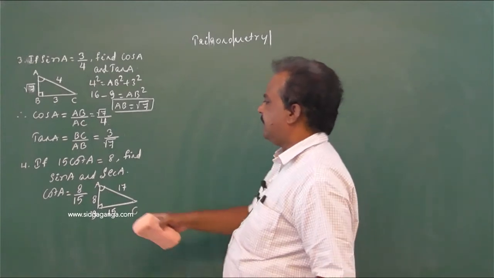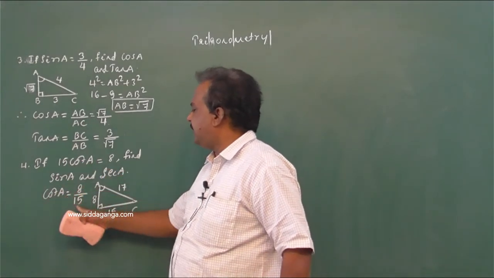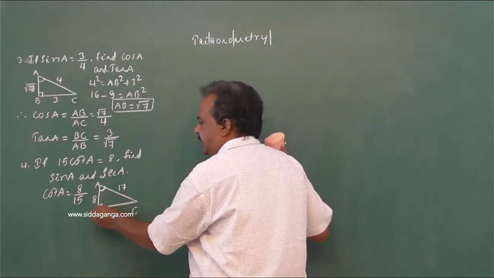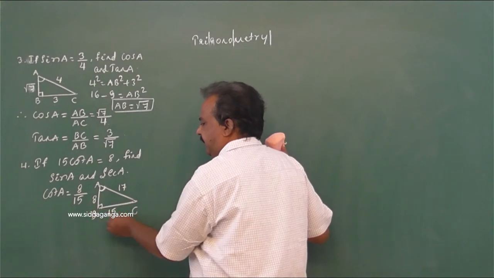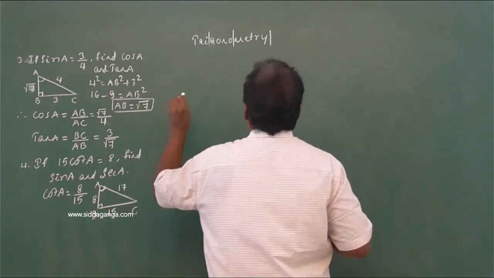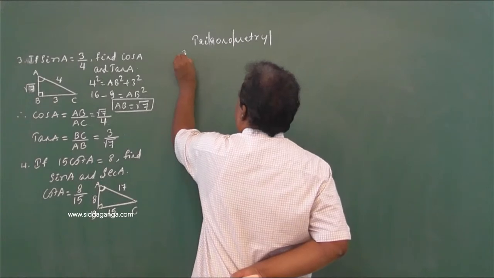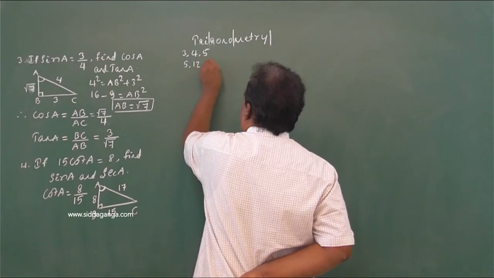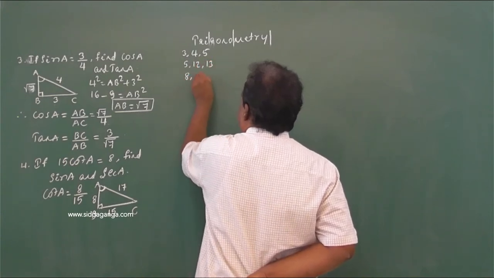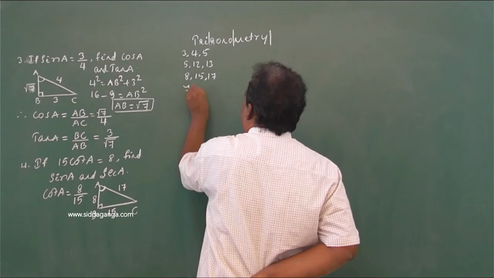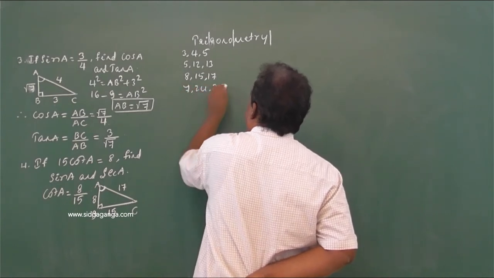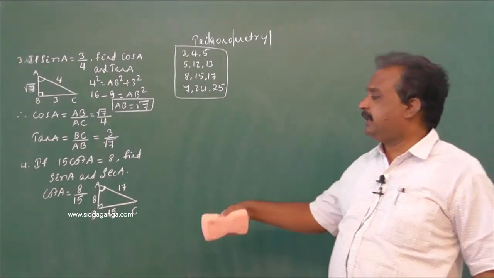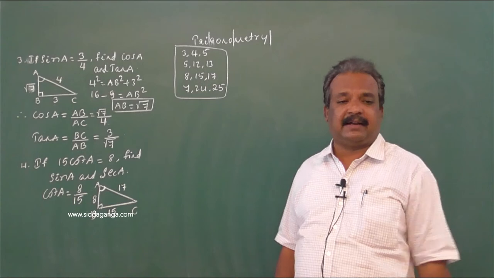Okay. Now let us take cot A is equal to 8 by 15. Cot A, adjacent by opposite, 8 by 15. So here, we use the four triplets a lot, look: 3, 4, 5, another 5, 12, 13, another 8, 15, 17, another 7, 24, 25. We use these a lot in trigonometry. They are frequent, because the repeated finding out gets avoided.